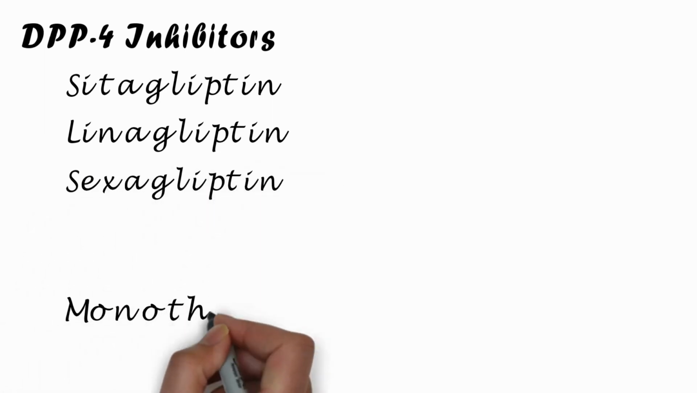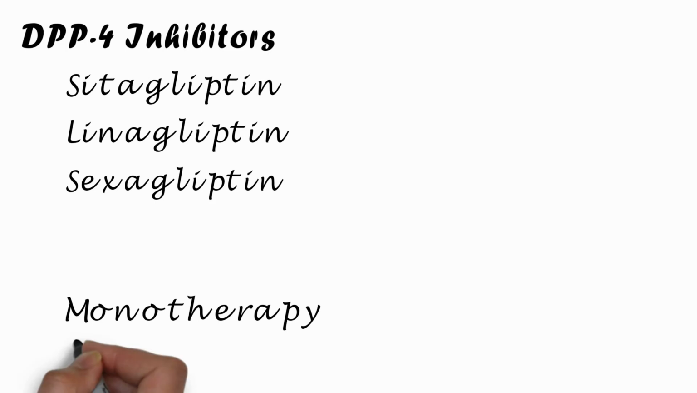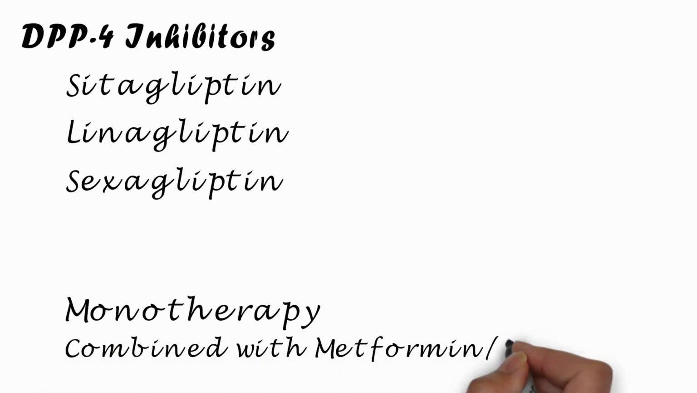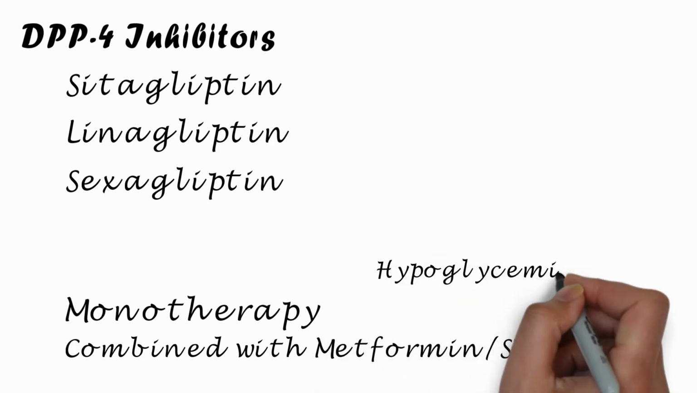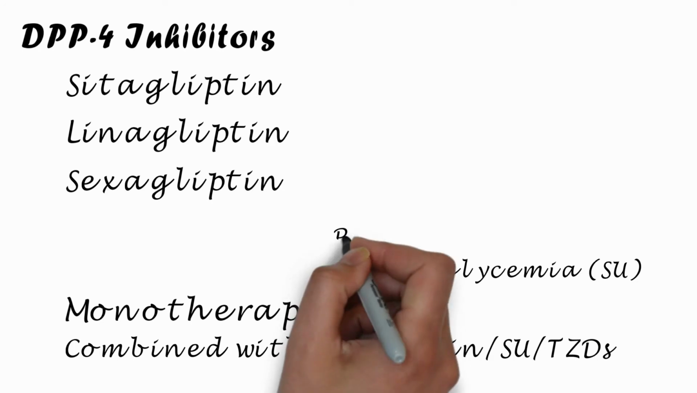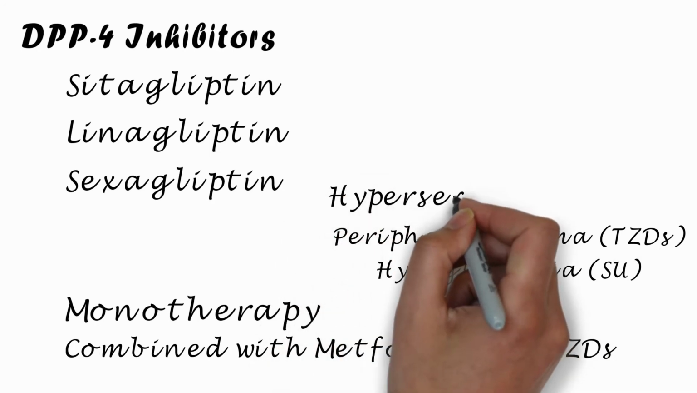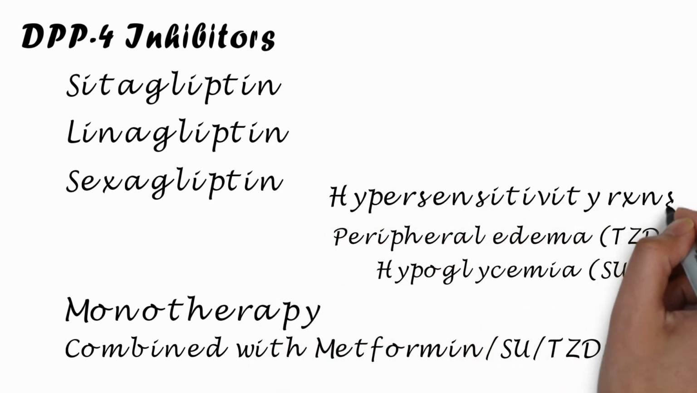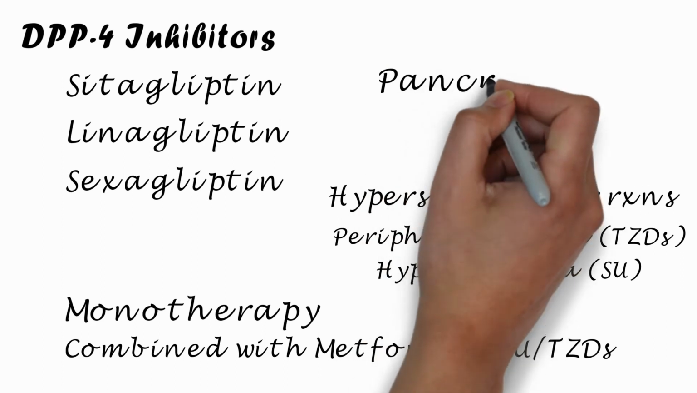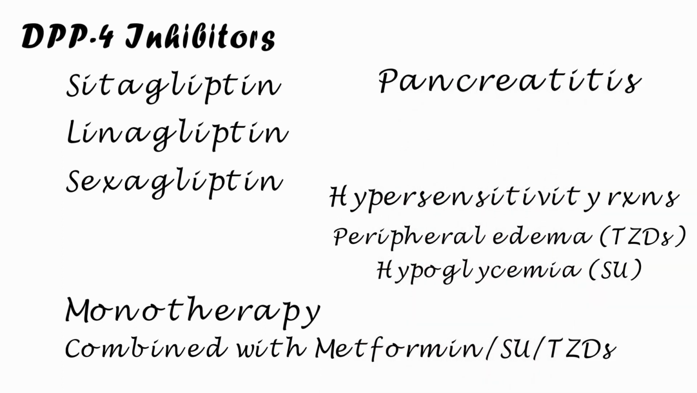Dipeptidyl peptidase 4 inhibitors, or the gliptins, include sitagliptin, linagliptin, and saxagliptin, which are orally available medications and are approved for use as monotherapy with diet and exercise and in combination with metformin, sulfonylureas, and thiazolidinediones. Hypoglycemia has occurred when combined with sulfonylurea, and peripheral edema has occurred when combined with thiazolidinediones. Hypersensitivity reactions have occurred with these agents, and pancreatitis has occurred with sitagliptin.